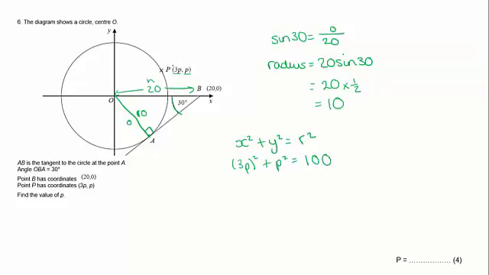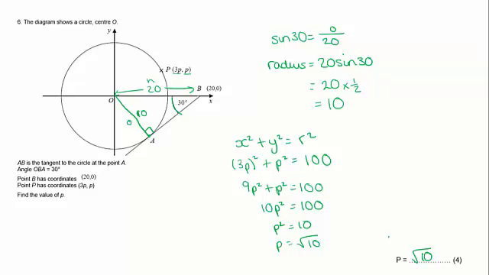Okay, so if we substitute the values that we've got in, that will help us find our value of p. So (3p) squared gives us 9p squared, plus p squared is equal to 100. So we get 10p squared is 100. So p squared is 10, and p is root 10.